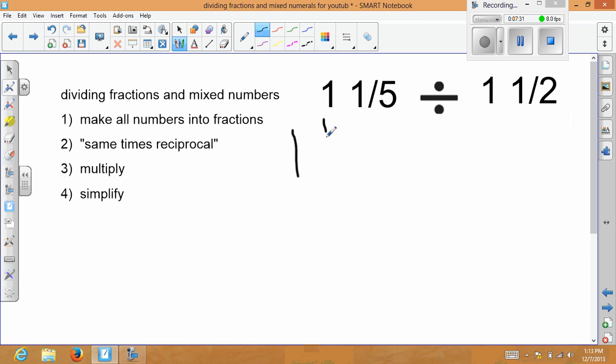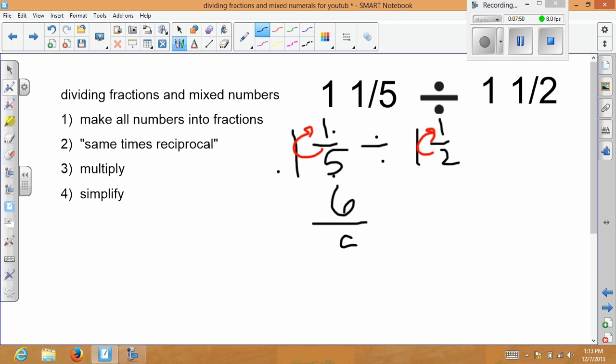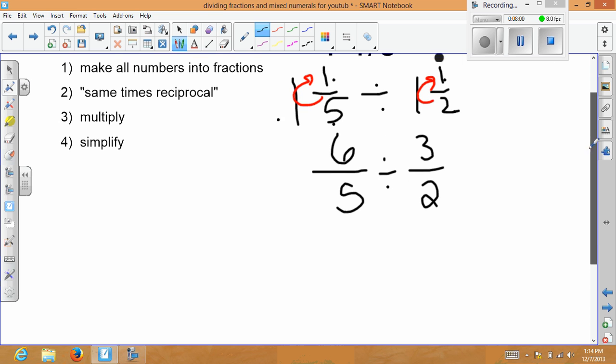The next one is right here. It is 1 and 1/5 divided by 1 and 1/2. Make them into fractions, so I'm going to change those. Now, this one's a little different. Both numbers are mixed numbers, so I have to do some changing to both of them. So 5 times 1 is 5, plus 1 more gives me 6. And 2 times 1 is 2, plus 1 more gives me 3. And that's step 1. So 6/5 divided by 3/2.